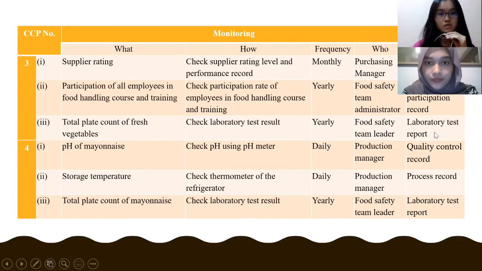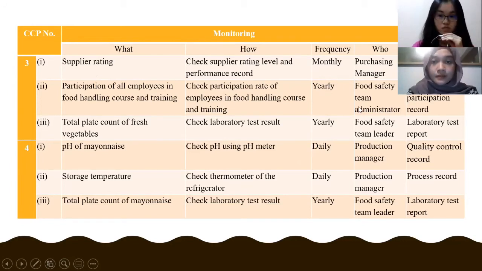And for our third CCP, cut vegetables, the purchasing manager will monitor the supplier rating by checking the supplier rating level and performance record monthly. And this record will be kept in the supplier rating record. Then the food safety team administrator will monitor the participation of all employees in food handling course and training. This can be done by checking the participation rate of employees in food handling course and training every year.